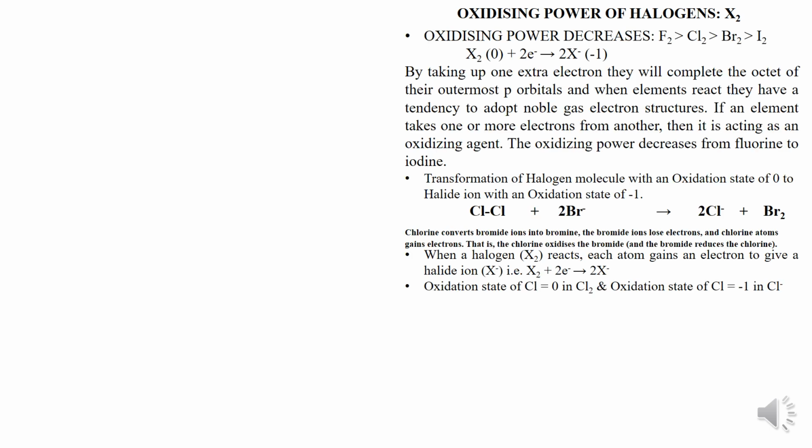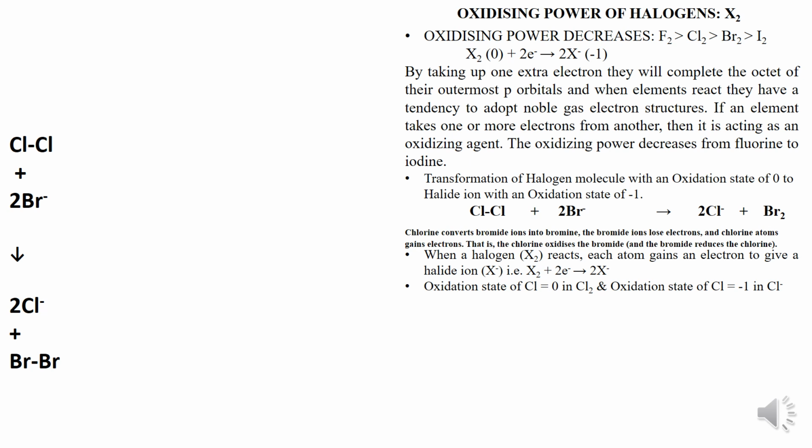Now moving on to the oxidizing power of halogens. The oxidizing power of halogens decreases going down the group, and halogens, by taking up an extra electron, complete the octet and attain the stable electronic configuration of the nearest noble gas in the periodic table. So if an element like a halogen takes one or more electrons from another reactant, then it is acting as an oxidizing agent. So oxidizing power decreases from fluorine to iodine for the reasons which I have already explained.